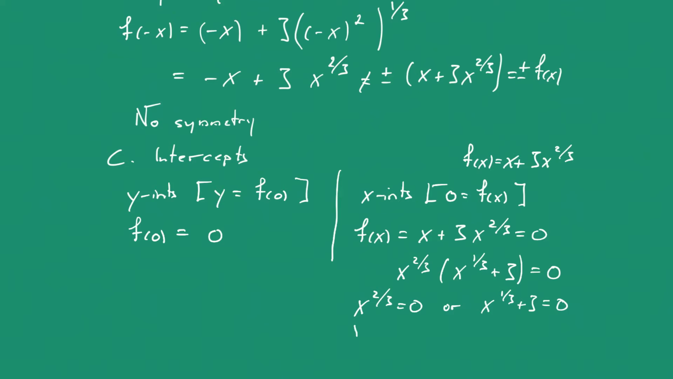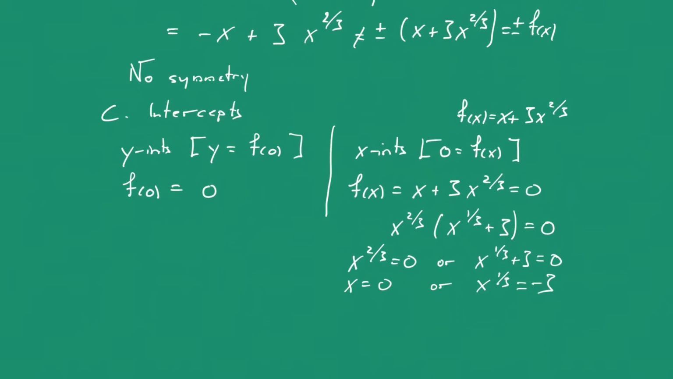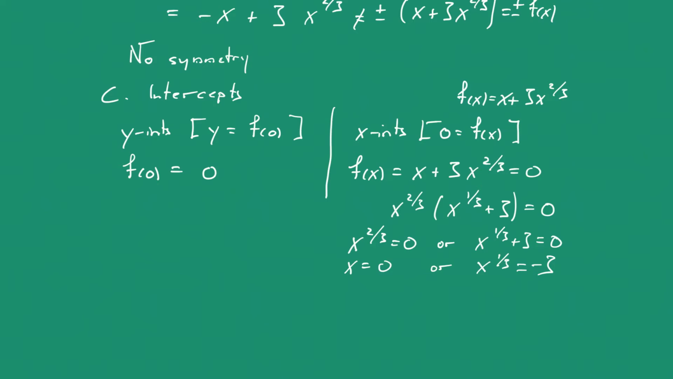In other words, when x is equal to 0, or x to the 1/3 is minus 3, and x to the 1/3 is equal to minus 3 when x is equal to minus 3 all cubed. So I cube both sides. That gets rid of the x to the 1/3 on the left. I'm left with x. And on the other side, I have minus 3 cubed, which is minus 27.